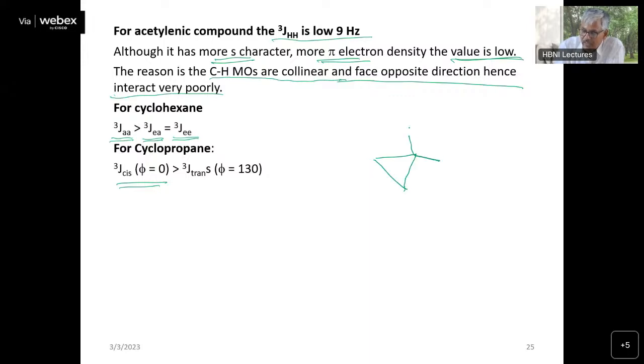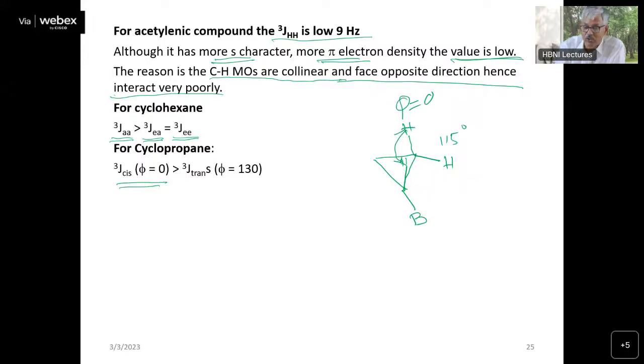See, in cyclopropane, you know the bond angle, I told you this hydrogen and this hydrogen, this is 115 degrees. Similarly, if you have a substituent here, you will see that the dihedral angle between these is phi equal to 0. Similarly, when they are trans, they will be 130. It will not be 180, it will be 130.